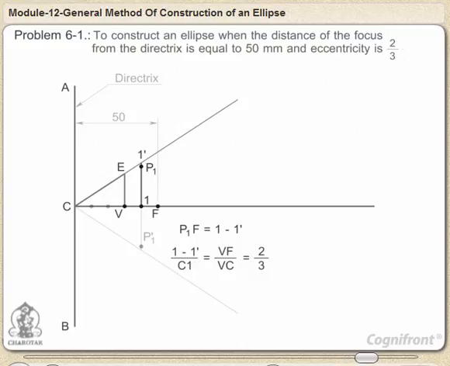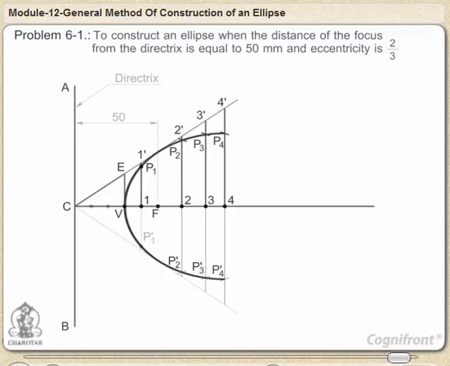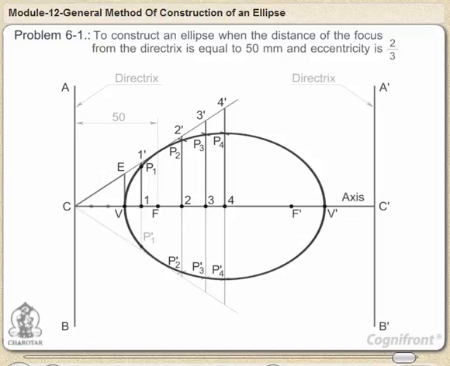Similarly, mark points 2, 3, etc. on the axis and obtain points P2 and P-2, P3 and P-3, etc. Draw the ellipse through these points. It is a closed curve having two foci and two directrices.